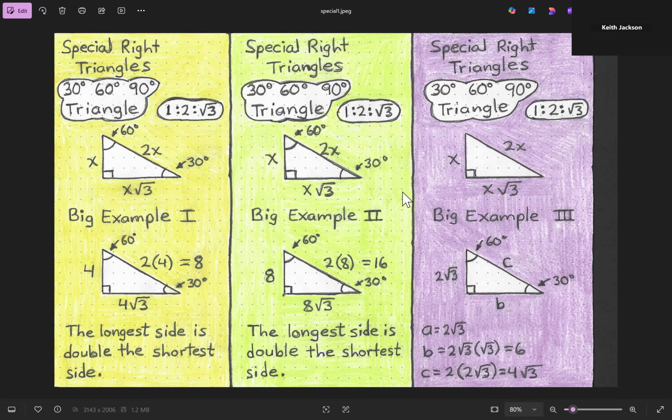All right, you have been given some significant information. I wouldn't blame you if you need to pause the video to take a look at things, or replay this video as many times as you need to gain a deeper understanding of this particular special right triangle.